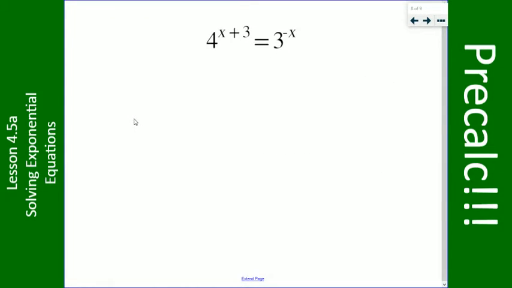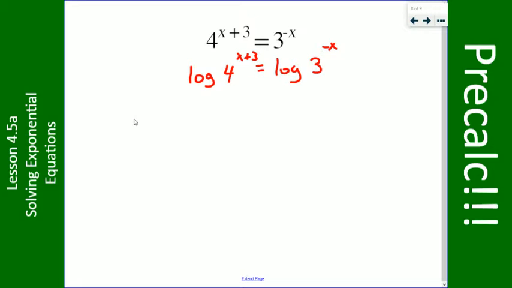I would almost always recommend taking the common logarithm, so logarithm base 10. That will generally give you the most consistent results. You can use any logarithm you want, but I would recommend logarithm base 10. So log base 10 of 4 to the x plus 3 equals logarithm base 10 of 3 to the negative x.